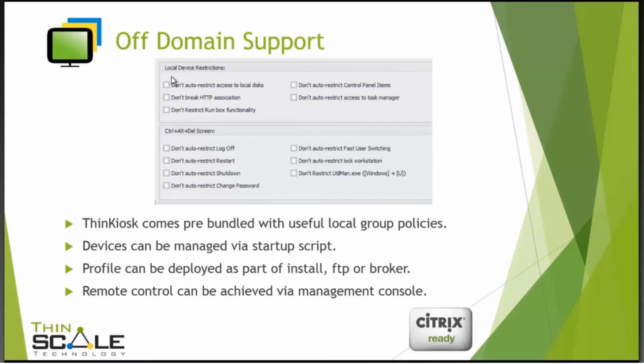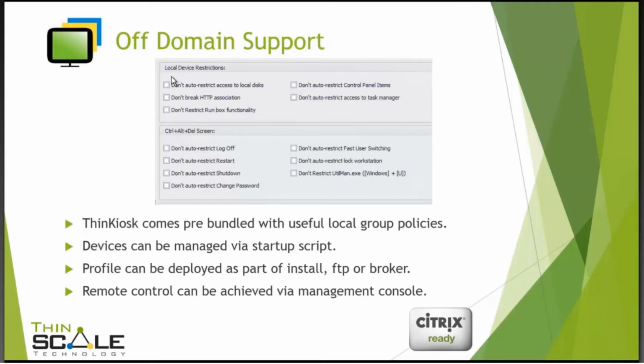We can manage off-domain devices with a startup script. So if you need to deploy the latest version of Receiver, or the latest View agent or a Windows update, you can use the ThinKiosk client profile from FTP or from the management broker to script the startup script, connecting in, checking the version of the receiver, and downloading and installing the latest version. I have quite a few examples of scripts that you can use for this, and I'll be publishing them on the forums in the next couple of days.